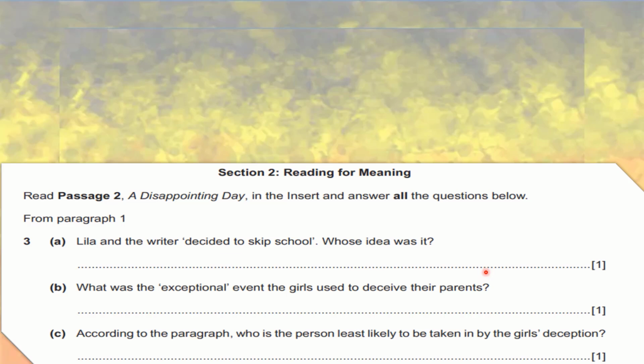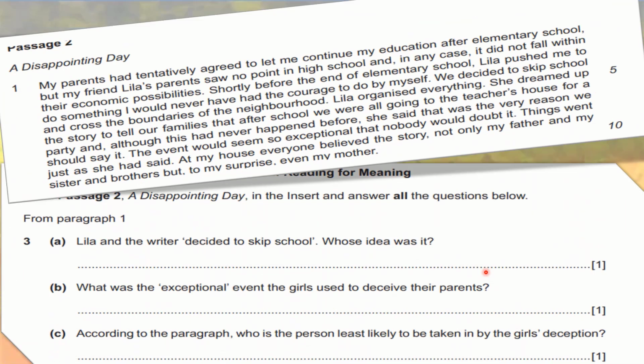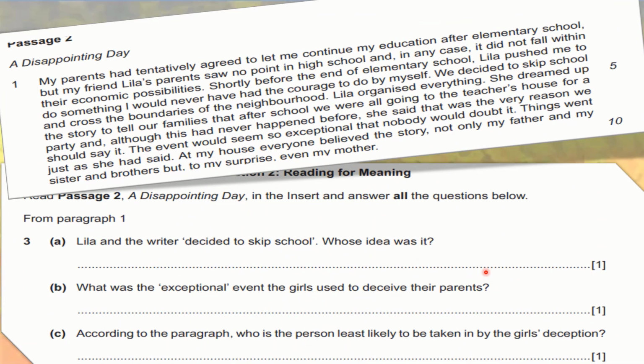Definitely, reading the whole passage will not be possible with you, so I'll just be doing highlights so that you can have an idea about it. So we have an idea that Leela and the writer decide to skip the school. Whose idea was it? My parents have tentatively agreed to let me continue my education after elementary school, on condition that she would be allowed to go to the school. But my friend Leela's parents saw no point in high school. So we know that their backgrounds are different.